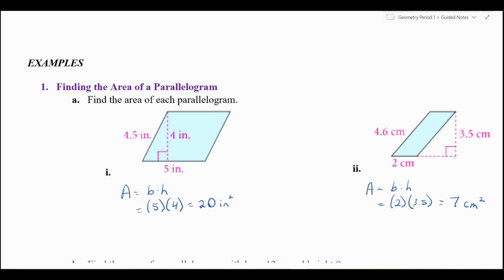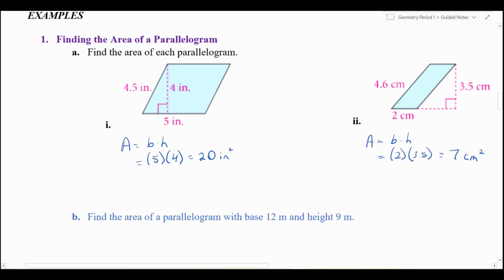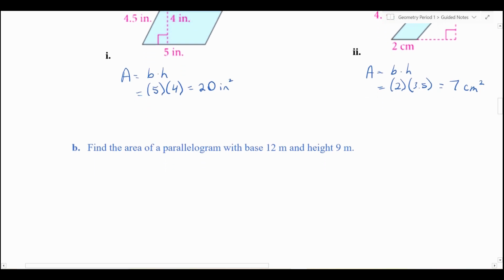All right. Now let's move on to some examples for you to try. Actually, there's just one for now. So let's take a look. As usual, as soon as I finish reading it, you pause the video and you give it a shot and see what you get. Good luck. Find the area of a parallelogram with base 12 meters and height of 9 meters.